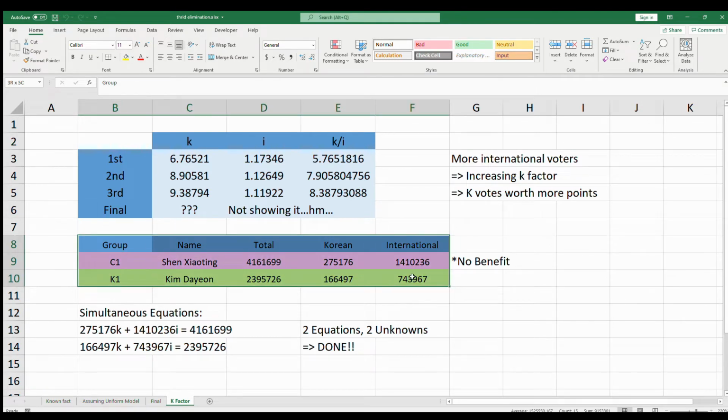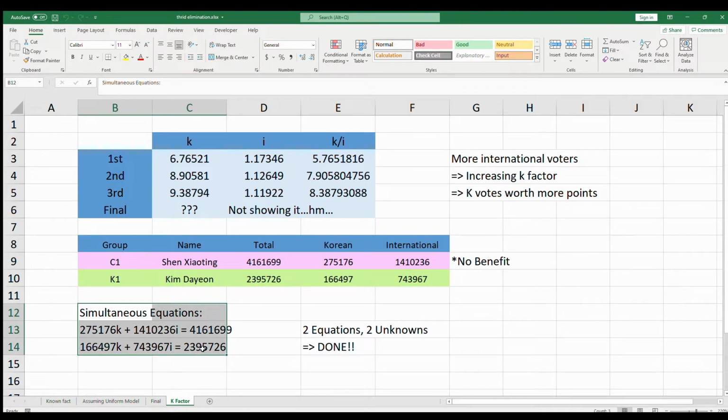What we need is two trainees with no benefit. By solving two equations with two unknowns, you will get both the K factor and I factor. The higher the K factor, the more points Korean votes are worth.